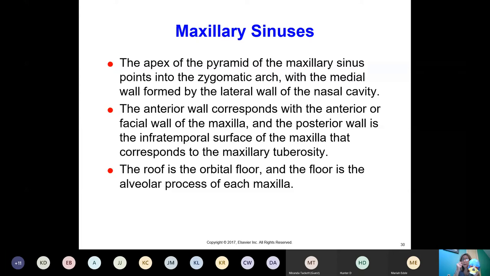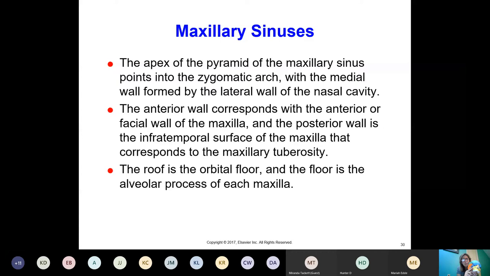And again, if you ever had a sinus infection and you press along the side of your nose and up on your cheek or below your eye, you can usually feel some discomfort there, because that's all part of your sinus. The anterior wall, or the front of your sinus, corresponds with the anterior or facial wall of the maxilla, so right here. And the posterior wall is the infratemporal surface of the maxilla that corresponds to the maxillary tuberosity. So we know our maxillary tuberosity is all the way back here.